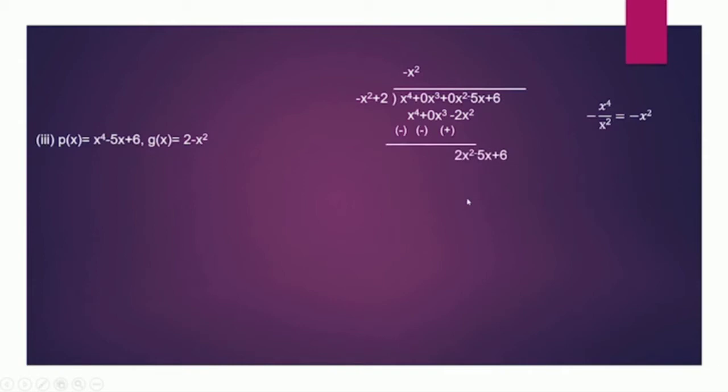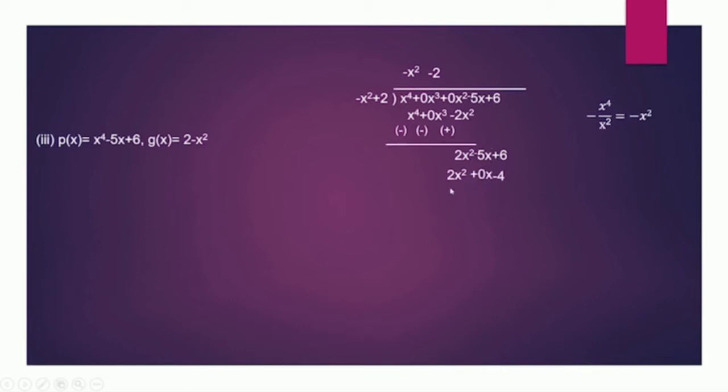Now here 2x square, we need to divide it by minus x square. Okay, we will get it as minus 2. Now when we multiply this minus 2 with the whole term g of x, minus 2 into minus x square, we will get 2x square here. And if we multiply this minus 2 with plus 2, we will get minus 4 here. The x component is 0, therefore we can write it as 0x here.